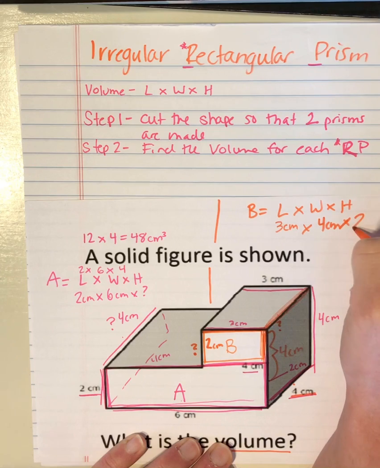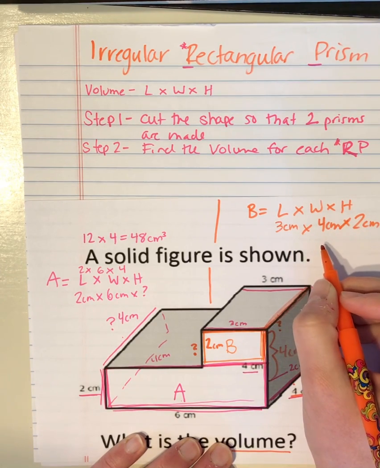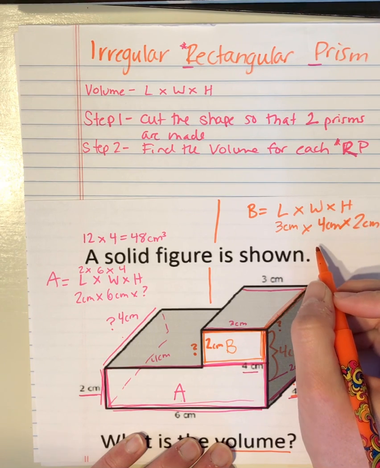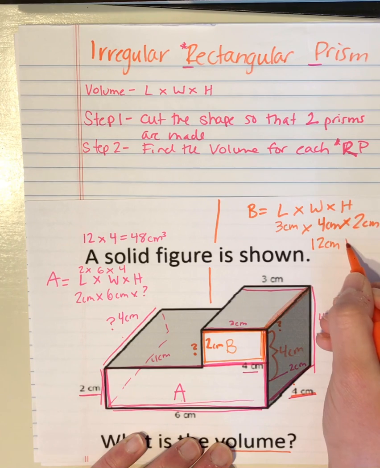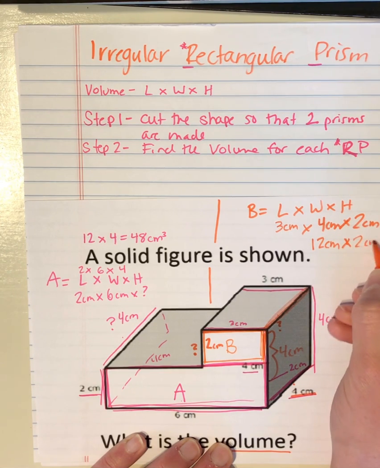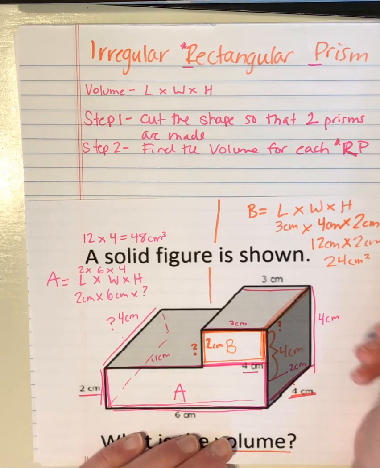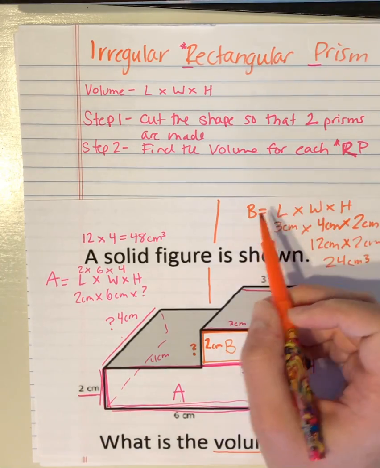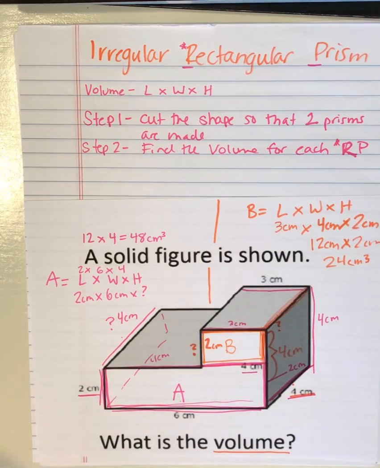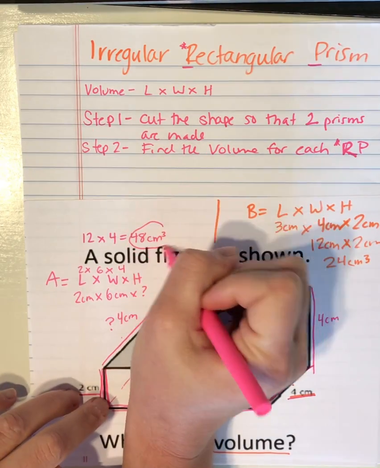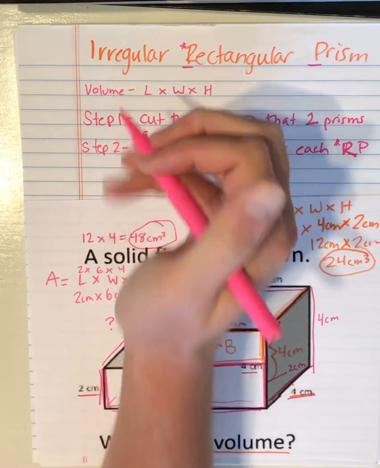So I can complete my volume formula and have 3 centimeters times 4 centimeters. 3 times 4 is 12. 12 centimeters times 2 centimeters is 24 cubic centimeters. So now that I have my volume of box A, which is 48, and I have my volume of box B, which is 24, I can move on to step 3.